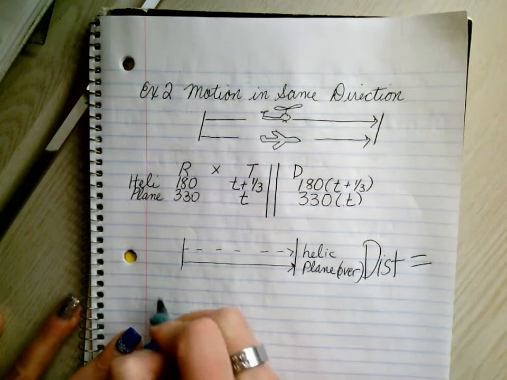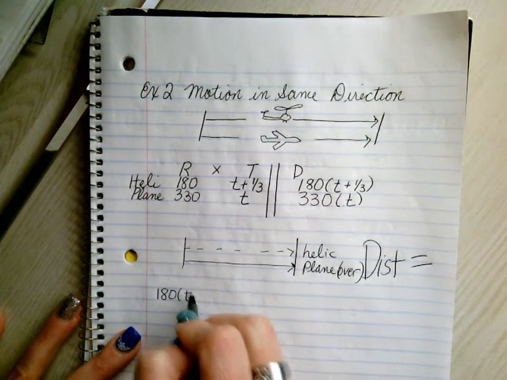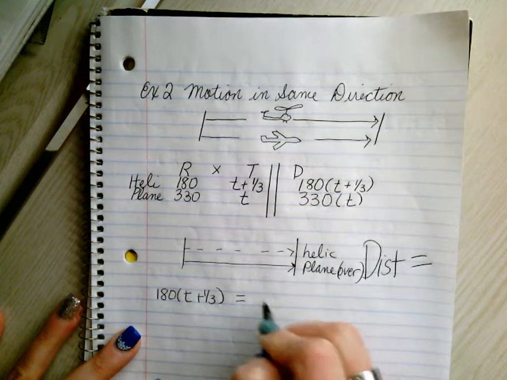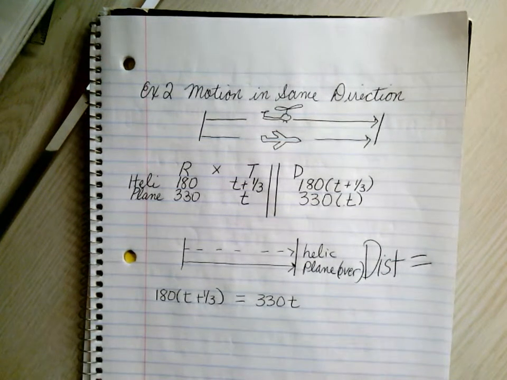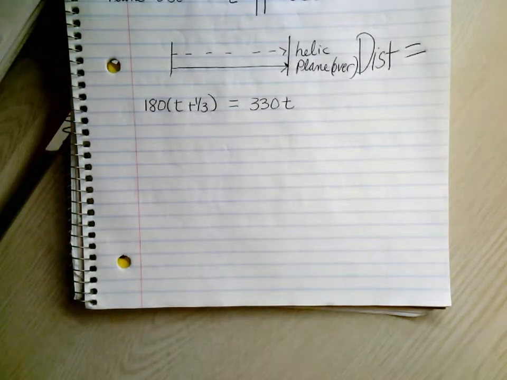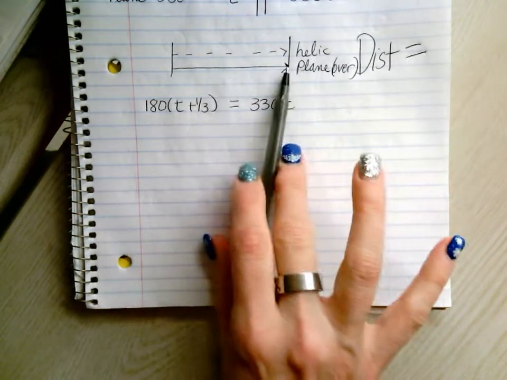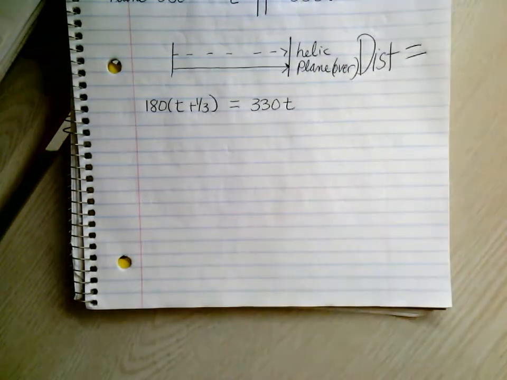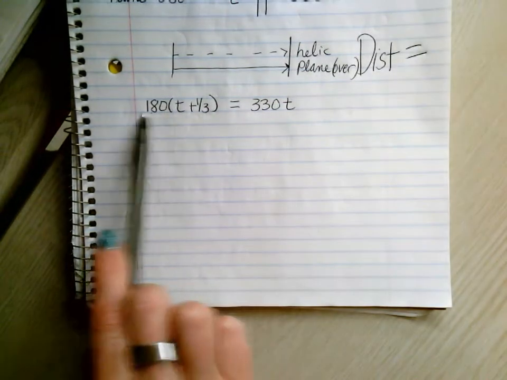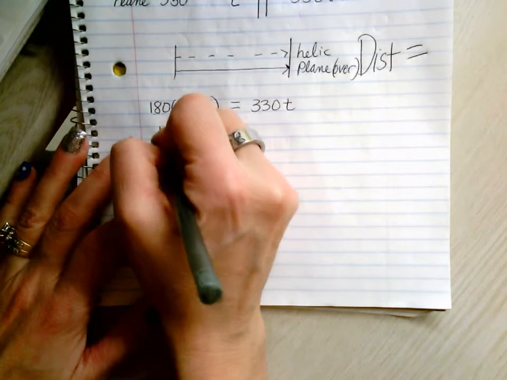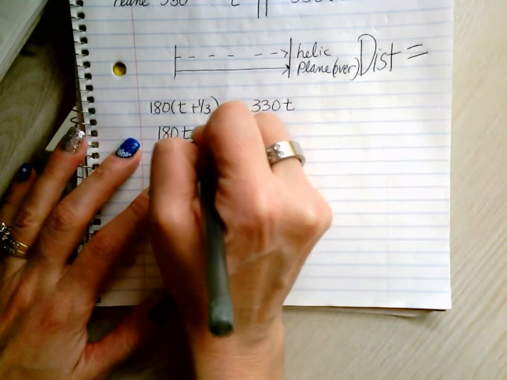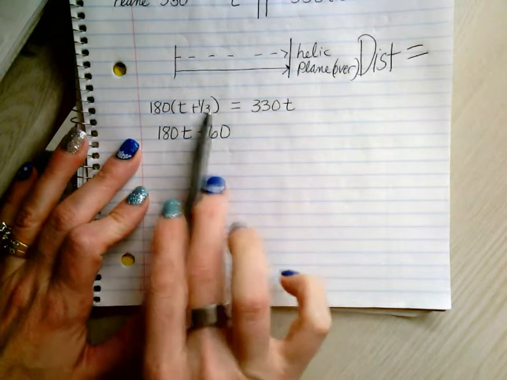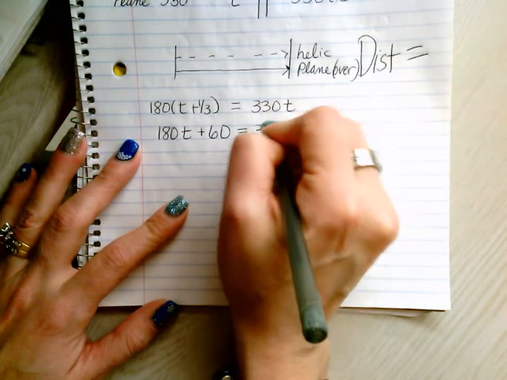That means that the scenario is 180 times (t plus a third) equals 330 t. And by solving for t, you find out how long it takes in terms of hours for the plane to catch the helicopter. When the plane overtakes the helicopter, their distances are equal, so you can equate this with this. Solving from here, 180 t plus 60, because 60 is 1/3 of 180, all of that equals 330 t.